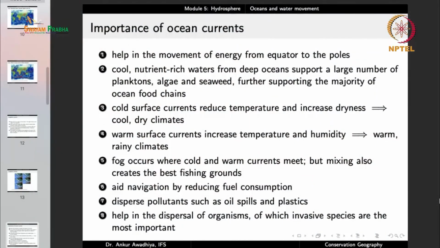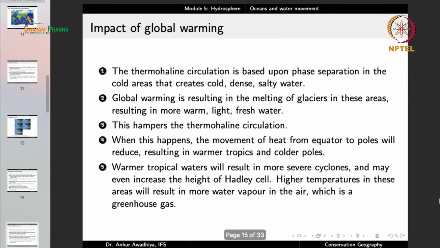The negative consequence is that it also aids in the dispersal of invasive species, alien species. Now these invasive alien species, if they reach into some other areas, they can wreak havoc on the local biodiversity. So that is a negative consequence. So ocean currents play a lot of roles. And here it is important to note the impact of global warming.